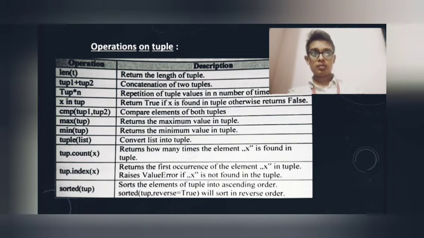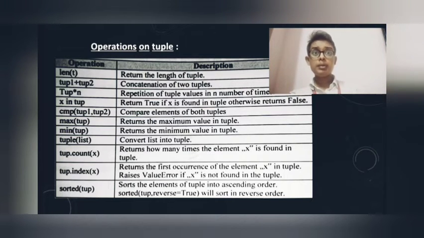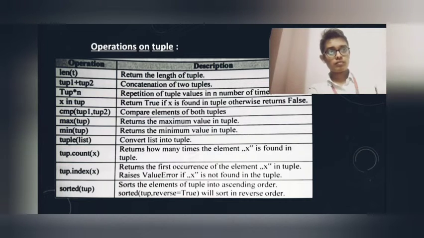CMP of tuple 1 comma tuple 2 compares elements of both the tuples. Max of tuple returns the maximum value in the tuple. Next, min of tuple returns the minimum value in the tuple. Tuple of list converts a list into a tuple. Tuple count of x returns how many times the element x is present in the given tuple. Tuple index of x returns the first occurrence of the element x in the tuple and returns a value error if x is not found in the tuple.